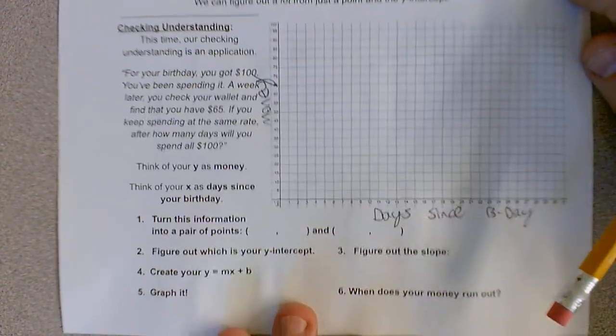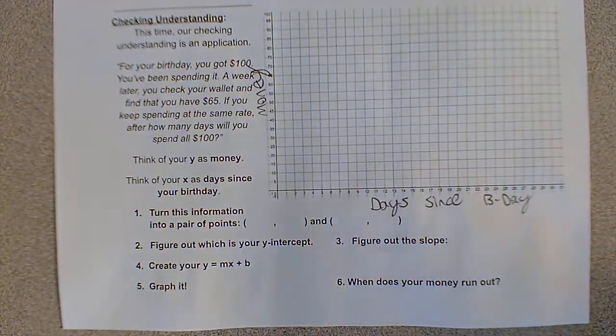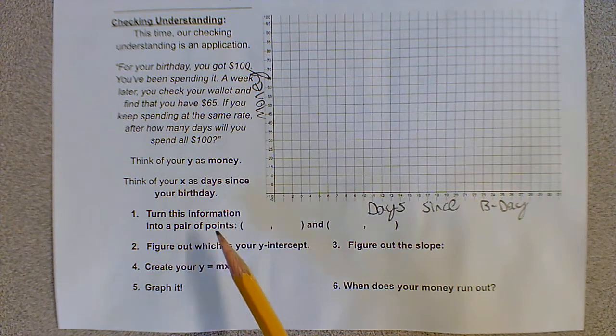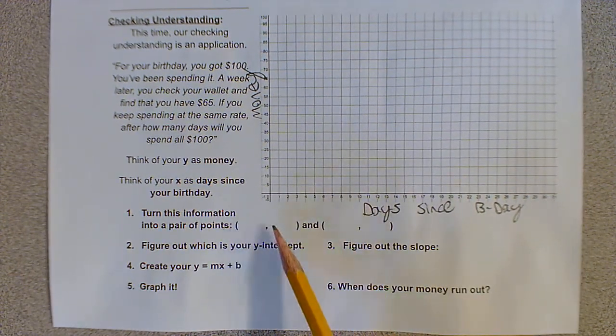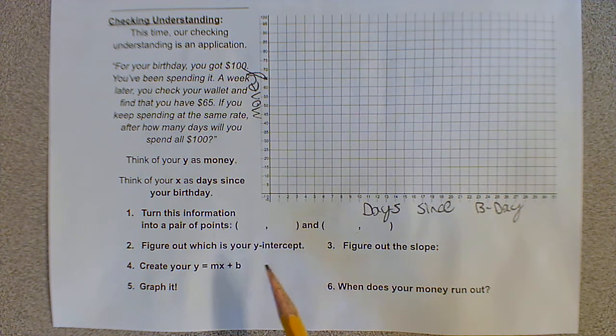So to fill out this process, you're going to do 6 steps. You're going to turn this information into a pair of points. One of them is going to be your y-intercept. Figure out which is your y-intercept. You're going to figure out the slope. You're going to make a y equals mx plus b. You can graph it. And you're going to try to figure out where your money runs out by finding where the line crosses the x-axis.